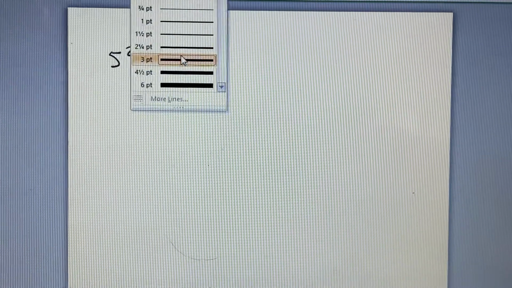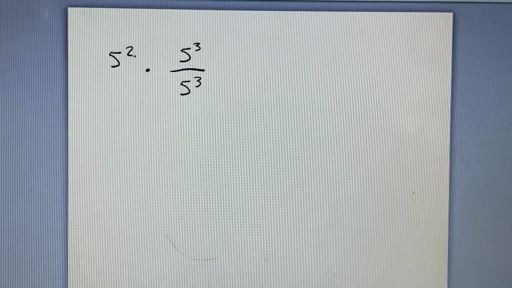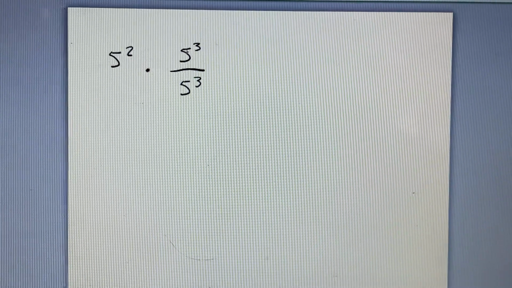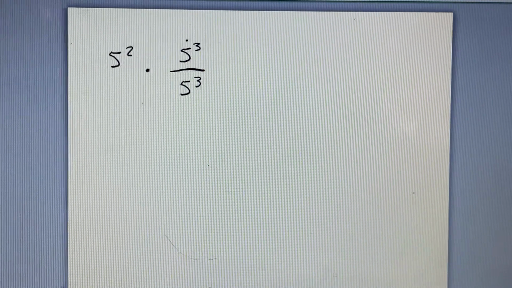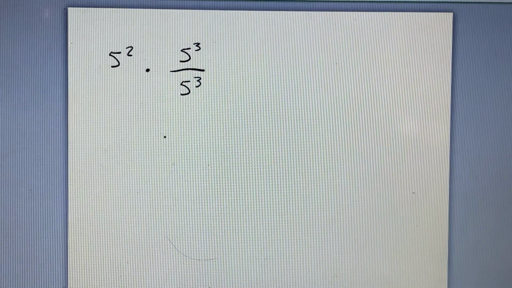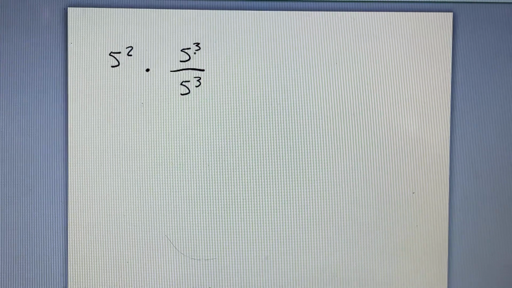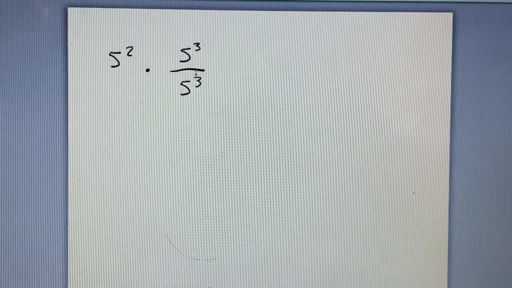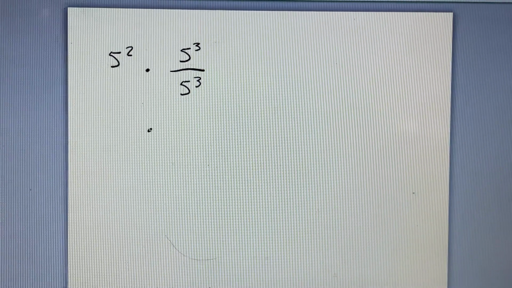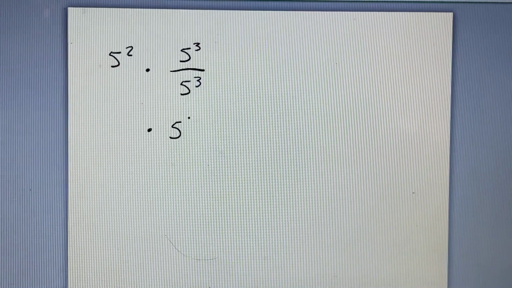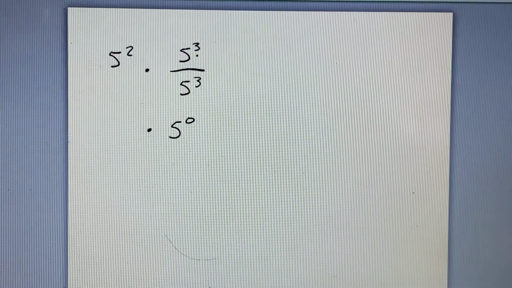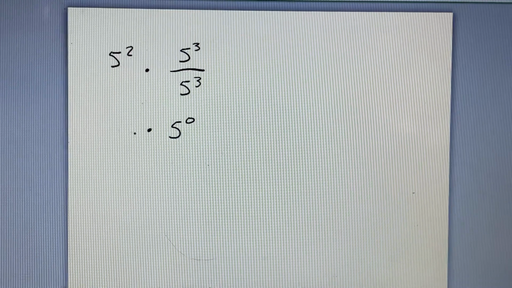All right, last one. So I see multiplication. I see a division part right here. I'm going to go ahead and make this simpler. All right, so now I threw a little trick in here as well. 5 to the 3rd over 5 to the 3rd. Subtract my exponents. That gives me 5 to the 0. All right, 3 minus 3 is 0.